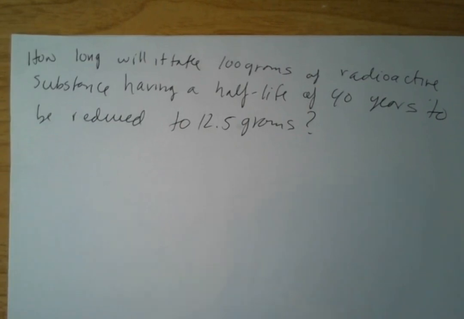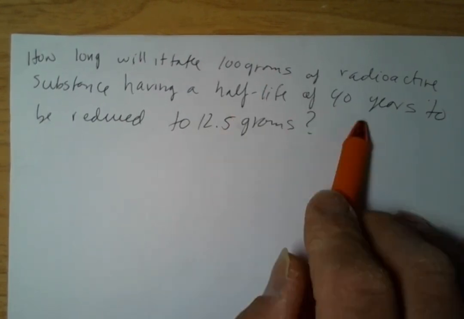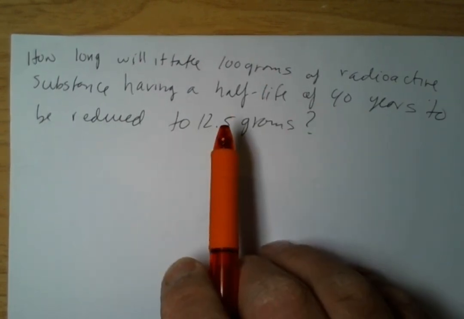Now here we are given actual values for my initial amount. And then how do I know it's decay? Well, half-life tells me that after 40 years, half of that is present.